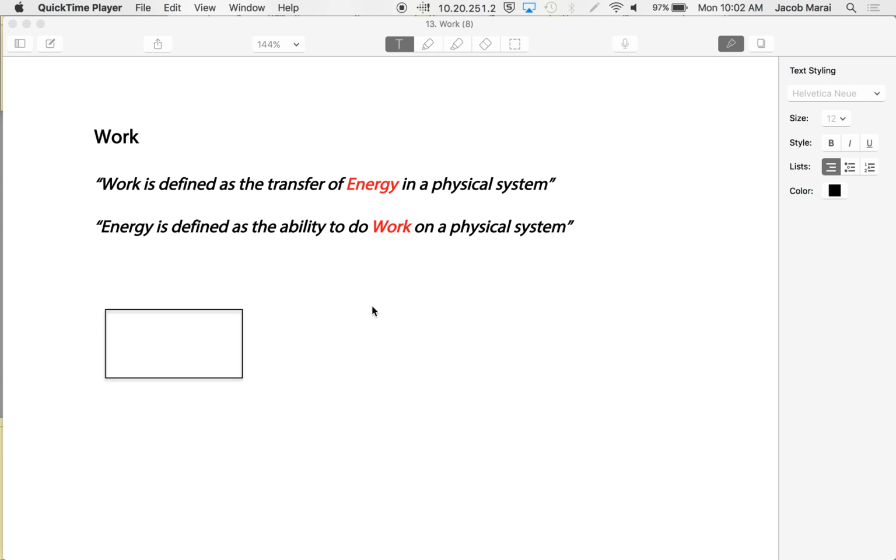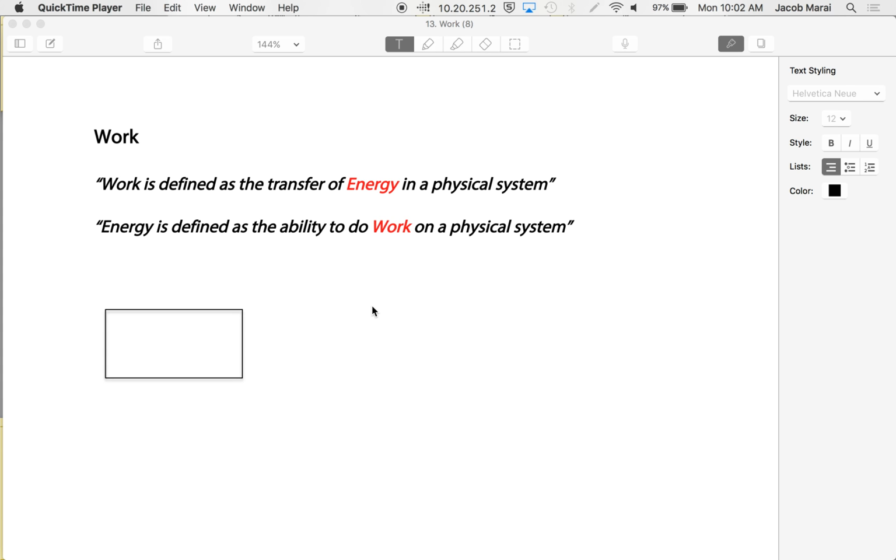These definitions, gentlemen, are from a physical context. If you Google searched work, it might say what a person does from 9 to 5, Monday to Friday, as a source of income. Different type of work. The physical definition is the transfer of energy in a physical system.